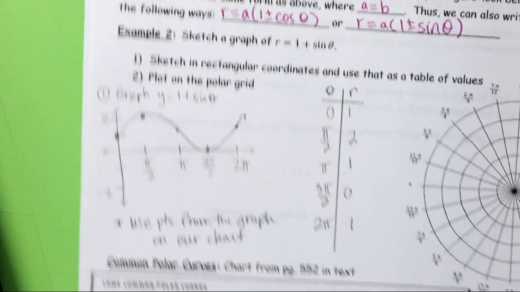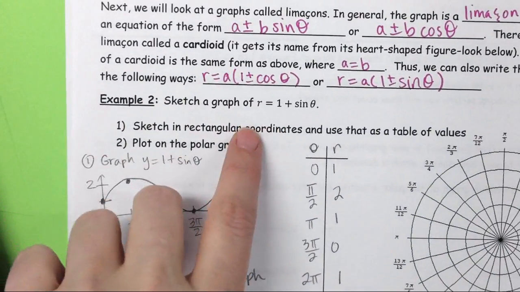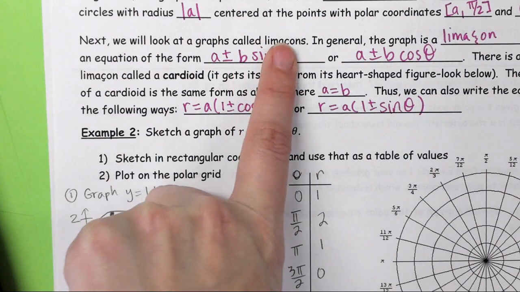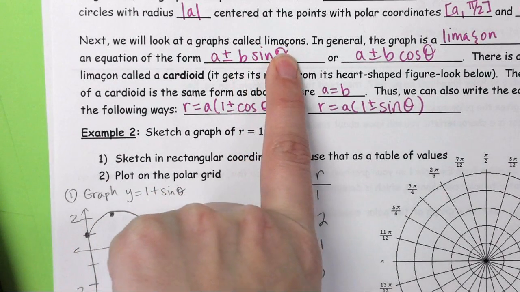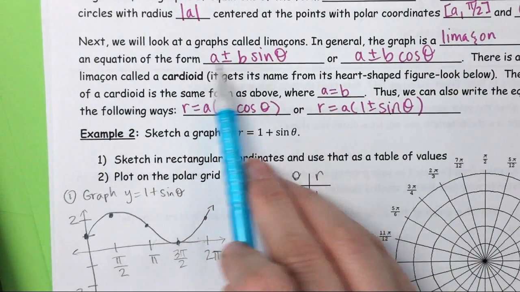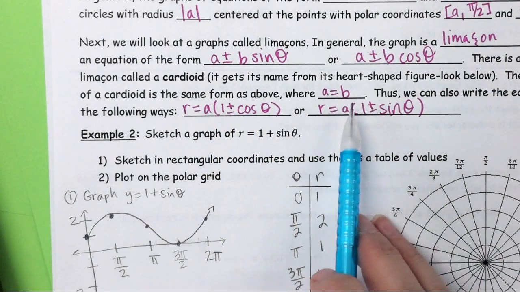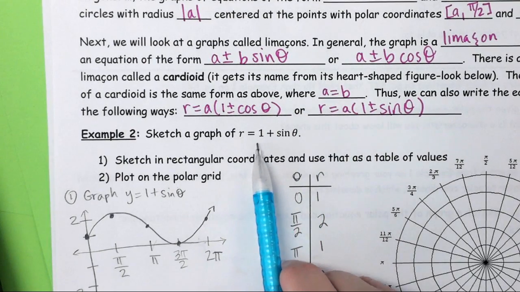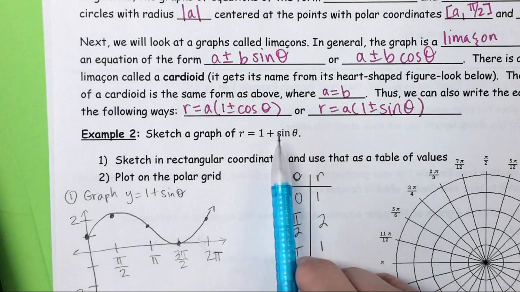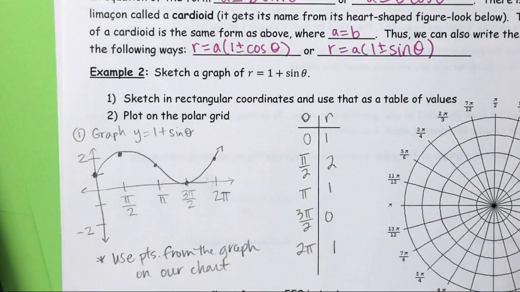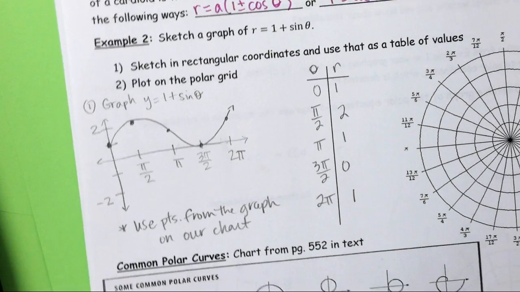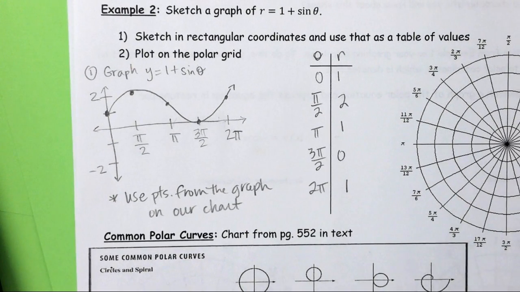And based on our equation, do you know what type of limaçon this is going to be? So remember, when A and B are equal, it's going to be a cardioid. In this case, your A and your B values are both 1. Okay, so it is going to be a cardioid, which will be heart-like.